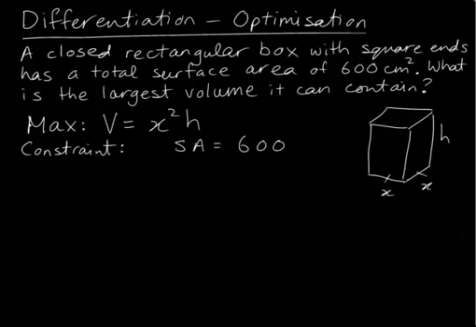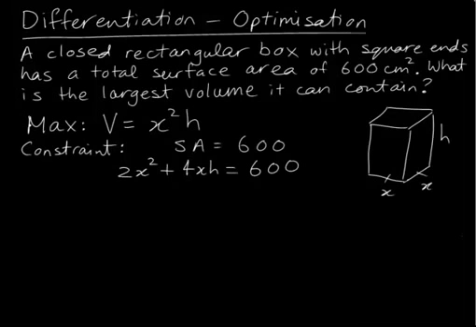So the surface area of this box, let's see, the top and the bottom, you're talking about x squared and x squared, so that's going to be 2x squared. And then the side panels, well, one side panel will be h times x, isn't it? So now I've got 4 of those, so let's go 4xh. That expression there is the expression of the surface area, so that has to equal 600.